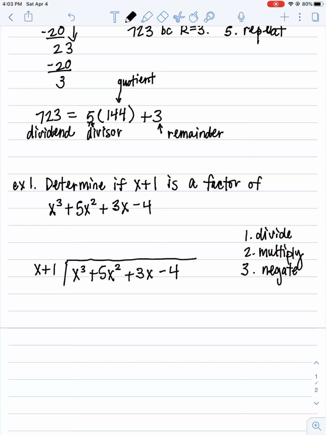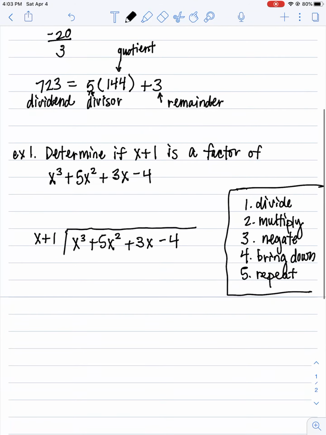In elementary school, we call it subtract. In college algebra, I'm going to call it negate. I'll explain that in just a minute. Number 4 was bring down. And then number 5 was to repeat as many times as we need to.